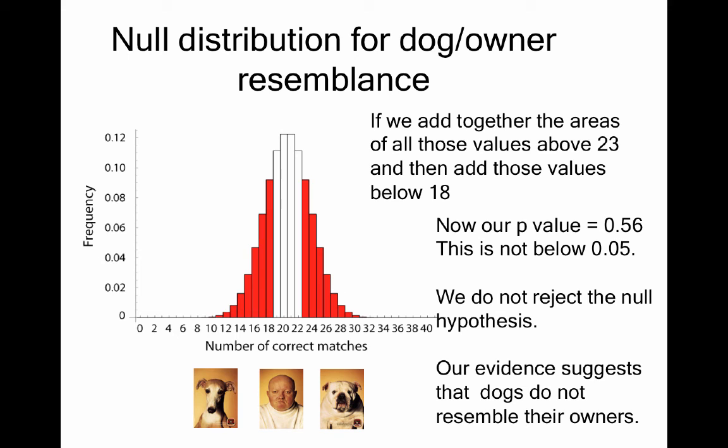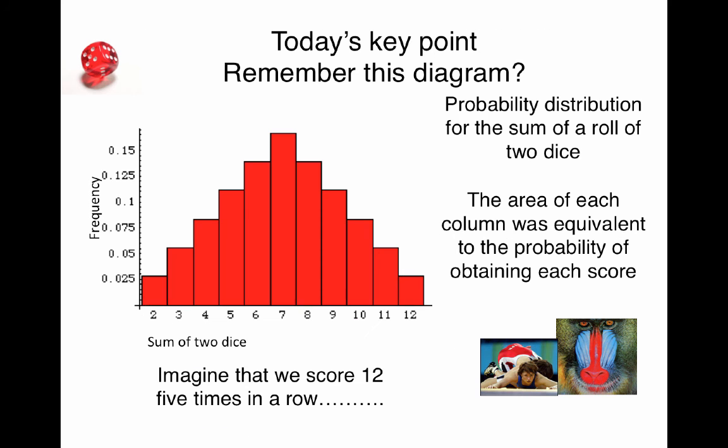We compare that to our level of significance, 0.05, and in this case our value is not below 0.05, is it? So in this case we don't reject the null hypothesis, and our evidence suggests that there isn't a resemblance between dogs and their owners. We basically have no evidence to support the idea that owners resemble their dogs, or dogs resemble their owners, depending which way you look at it.